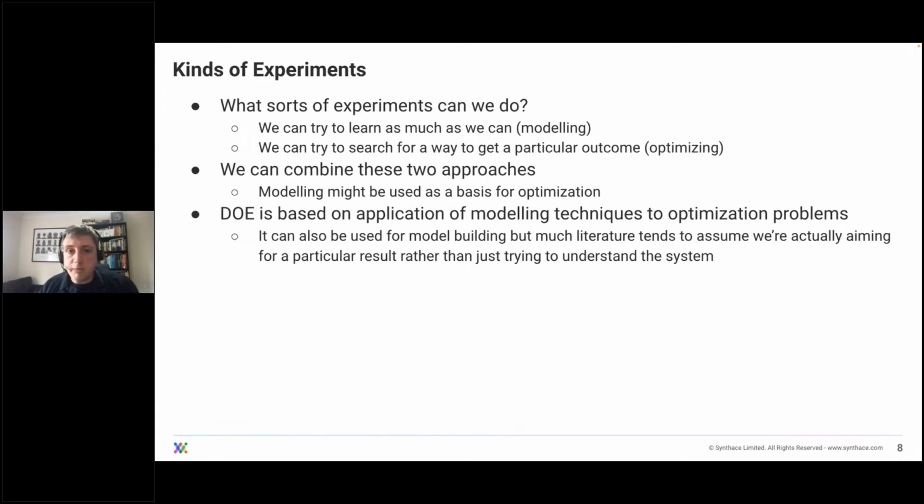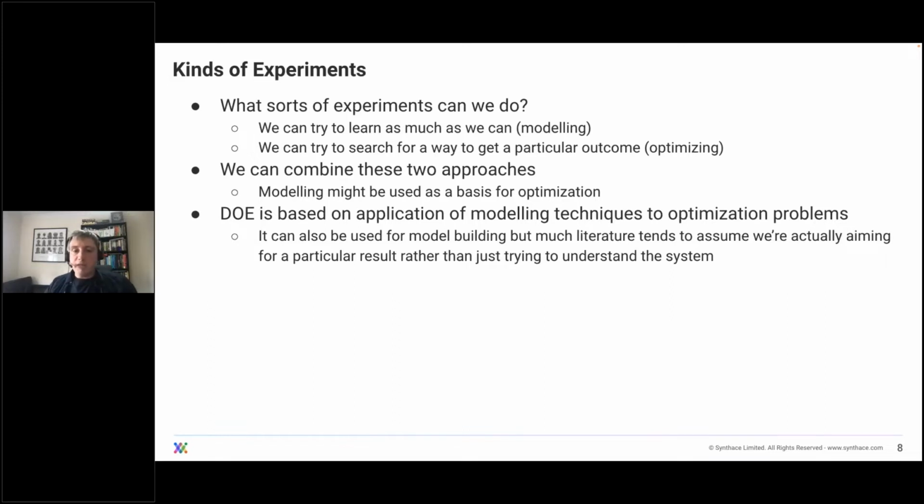So to start with, let's talk about the sorts of experiments that you can do. I tend to think of them as coming in two broad types. You can be trying to learn something about a system of interest, or you can be trying to find a way to get it to behave in a particular way. There are two broad disciplines which cover these activities, modeling and optimization. Modeling allows us to represent our specific idea of how things work inside our system, and optimization allows us to make use of that model to identify how to get it into a particular state, if that's what we're trying to do. And DOE is largely about trying to use modeling techniques to get enough of an understanding of our experimental system to work out how to get it to behave in the right way.